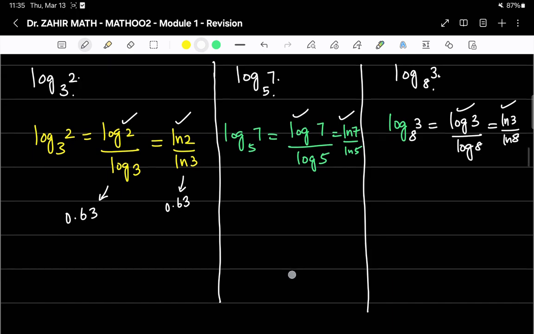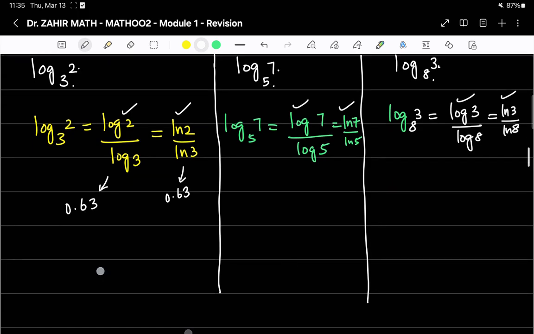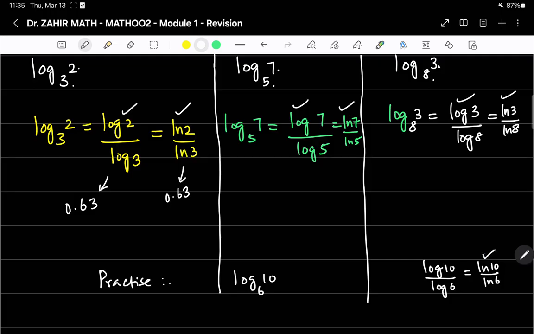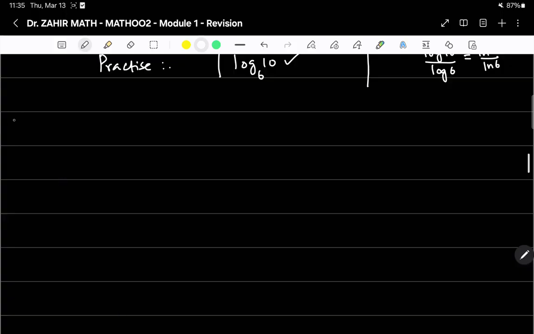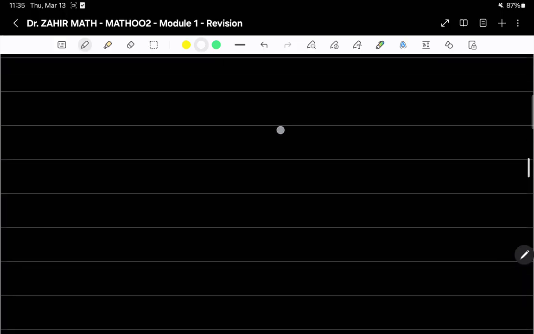Do you want a practice question for this one? Okay. Let me give one question for practice. Try this one: log 10 base 6. Of course, the answer is the question itself. Log 10 divided by log 6, which is also equal to ln 10 divided by ln 6. This is the answer and this is the question. Right. Now let's go for the next question.